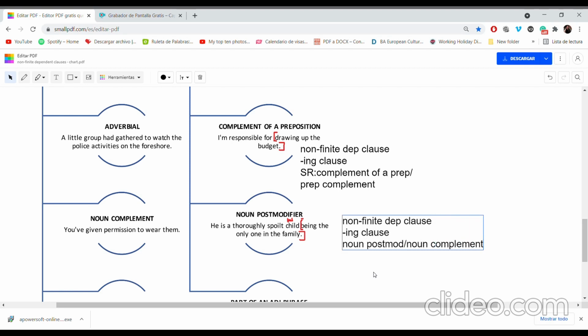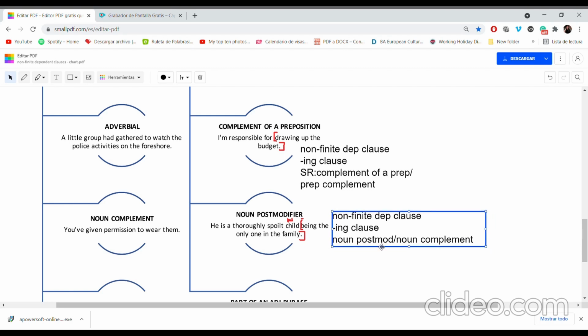Noun complement, right? You can use both terms interchangeably. They are the same. Sometimes some books prefer the use of noun post modifier and some others noun complement. The book that we are following uses the term post modifier, right? But you can use both of them. It's no problem if you choose to use noun complement.